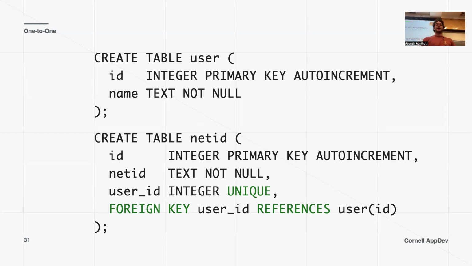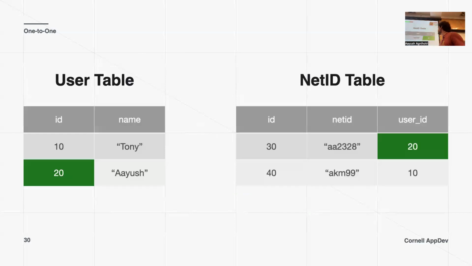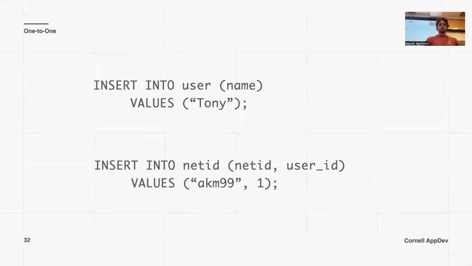And then the last thing over here, this is what allows us to actually create the relationship. So we have these three keywords over here, foreign key, user ID. This essentially says that the user ID is a foreign key, and it references the ID column over here in parentheses of the user table. So if we go back, we see that this user ID is referencing the ID column of the user table.